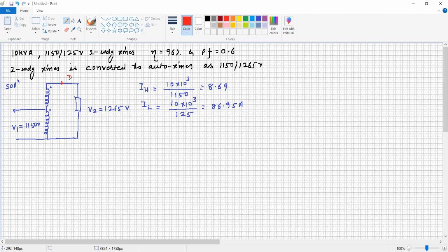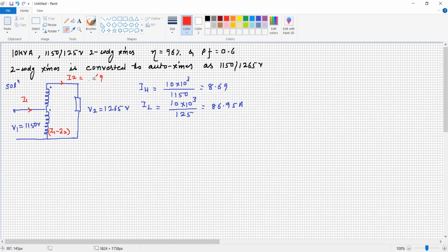So under such condition, this current is I2, this current is I1, and it is I1 minus I2. Okay, so I2, it is the HV current, so it is 8.69 ampere. Sorry, this is HV winding and this is LV winding. This is 125.